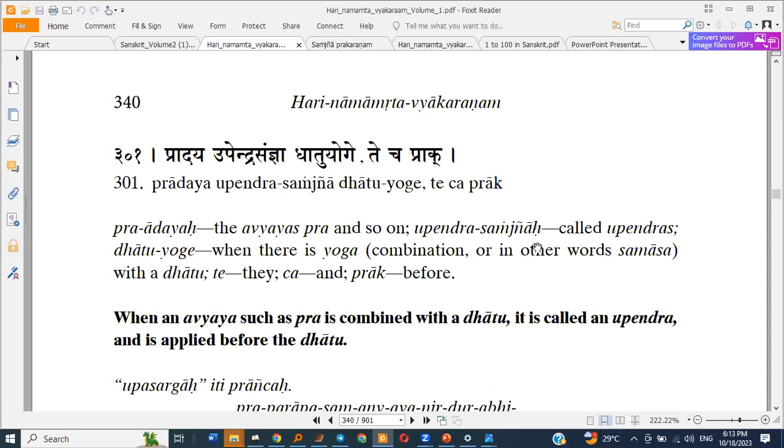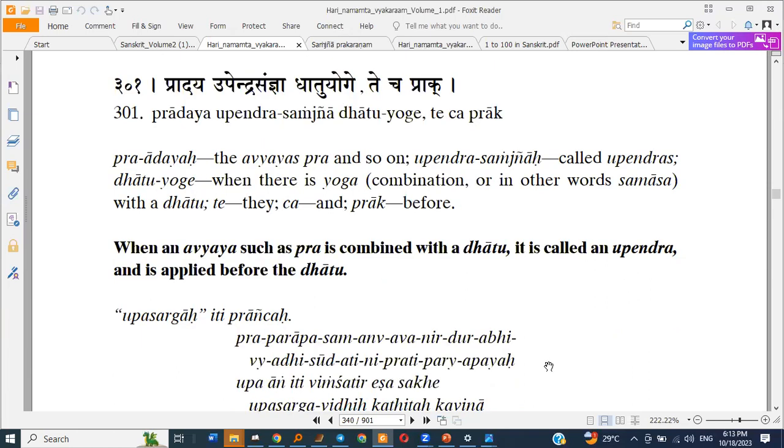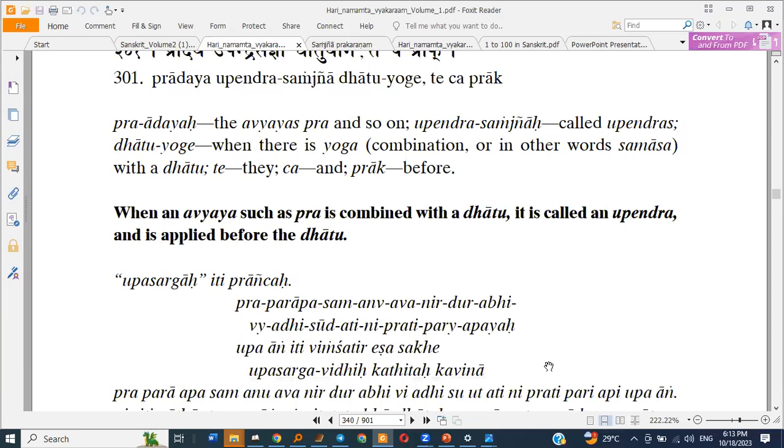Pradaya, Upendra Sangya, Dhatu Yoge, Teja Prak. When an Avyaya, such as Pra, is combined with the Dhatu, it is called an Upendra and is applied before the Dhatu. It is talking of the prefixes which are applied prior to the Dhatus. Such prefixes are Avyayas, Pra Ityadi. This is the whole list of the prefixes here.